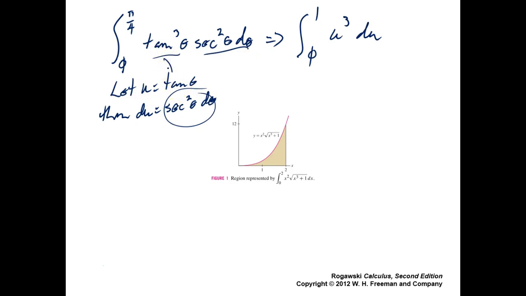Can we do that? Please say yes. Okay, what does that do? u to the fourth over 4. Evaluate that from 0 to 1. What do you get? I'll do the second part.